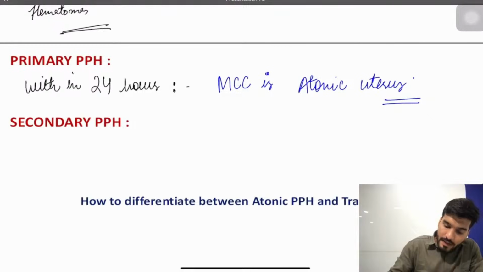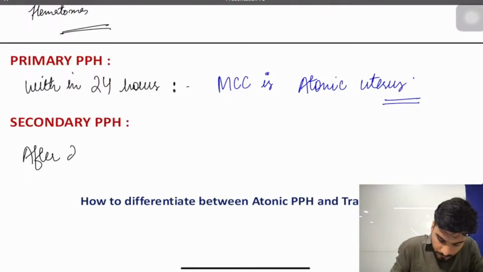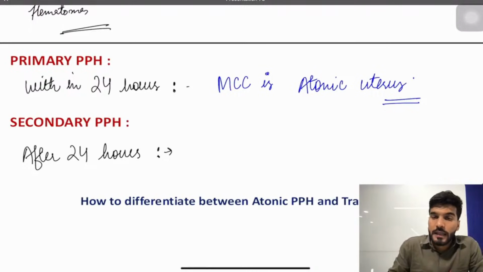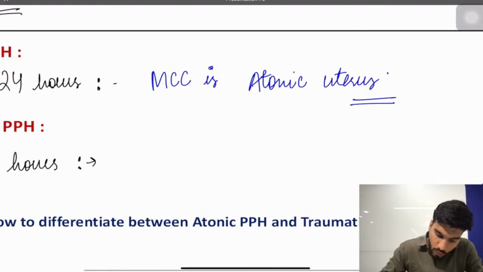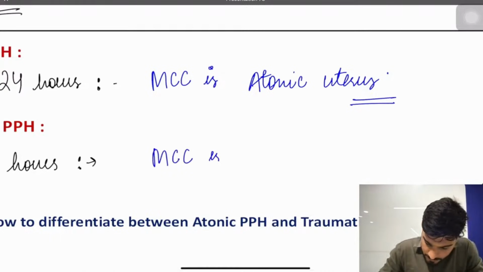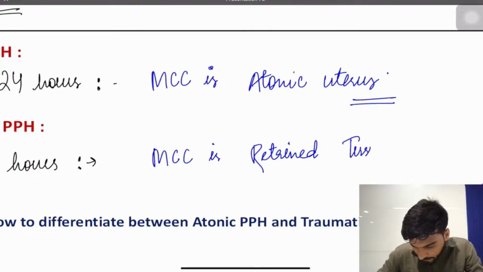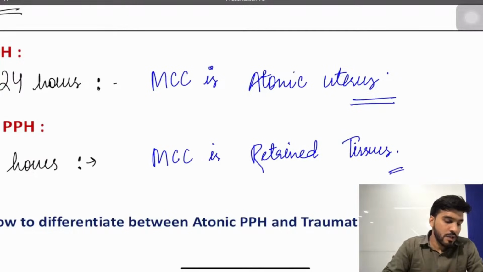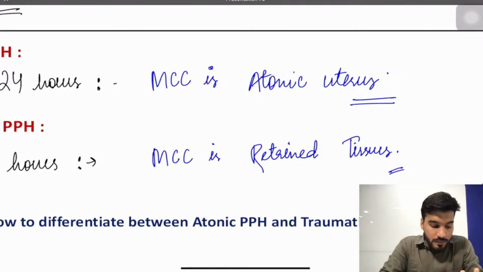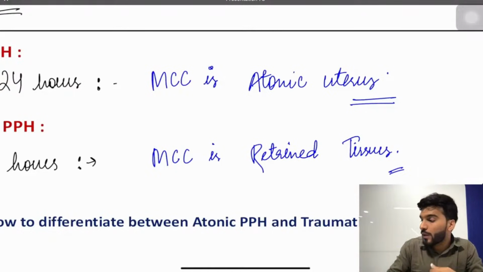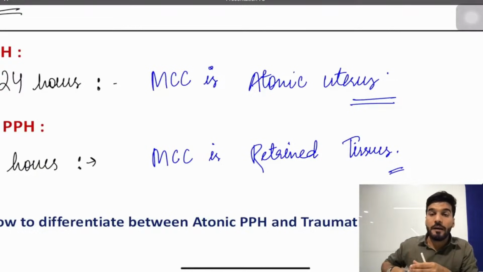Okay, now what is secondary postpartum hemorrhage? Secondary postpartum hemorrhage is bleeding which occurs after 24 hours. And after 24 hours, what is the most common cause? It is retained placental bits or retained tissues. Is that clear? So we have primary PPH and secondary postpartum hemorrhage. What is primary PPH? If the bleeding occurs within 24 hours. And what is secondary PPH? If the bleeding occurs after 24 hours.